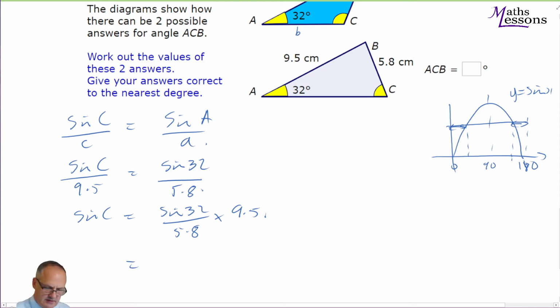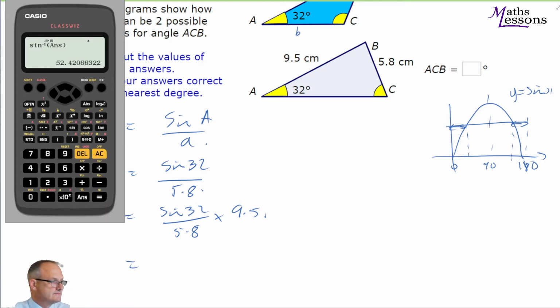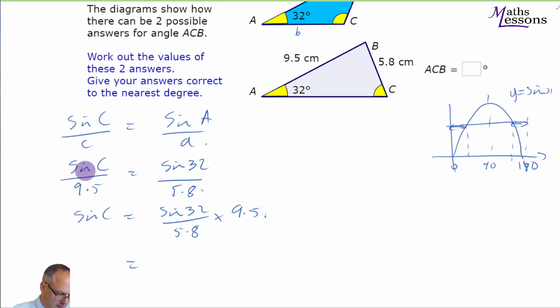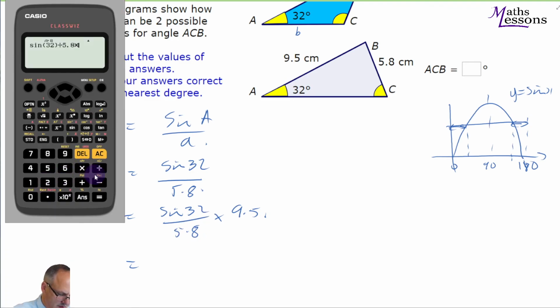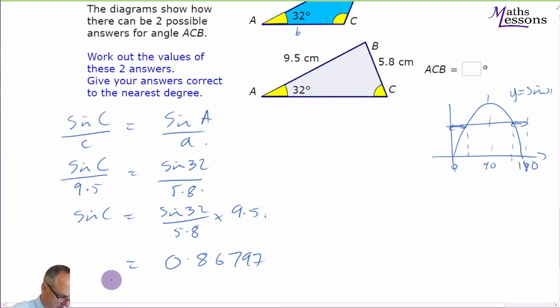Let's get our calculator. We're going to have sine 32 divided by 5.8 times by 9.5, and we get 0.867. So that gives us the sine of the value. If we do shift sine of our answer, we get 60.2 degrees. So we get C equals 60.2 degrees.